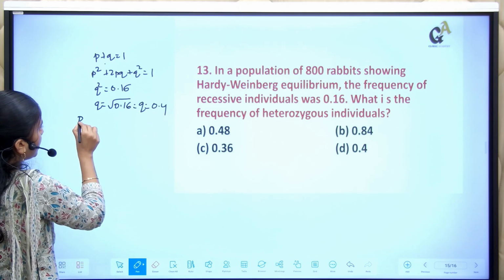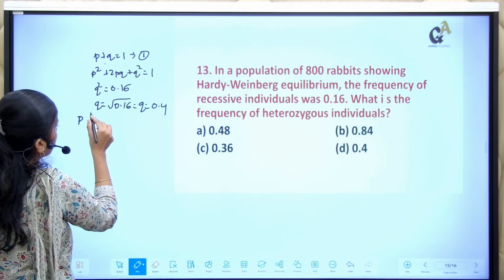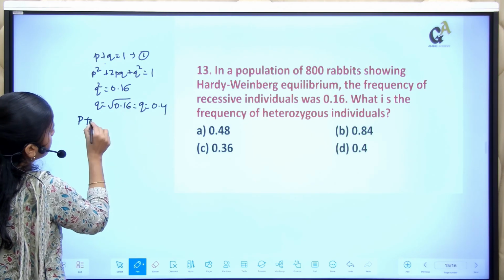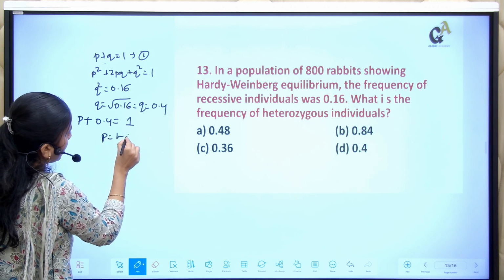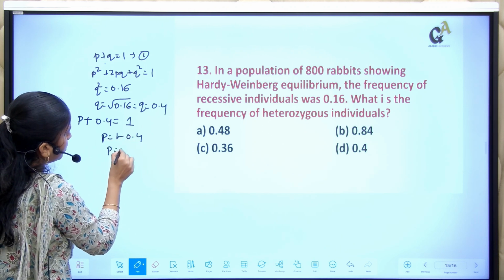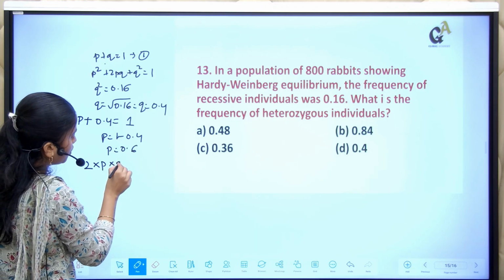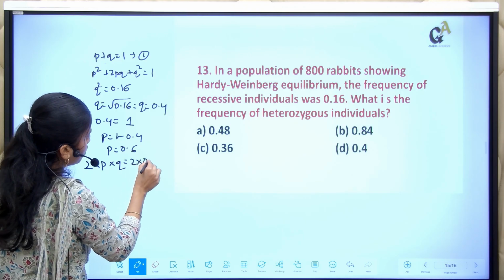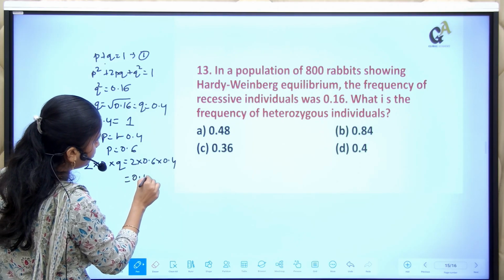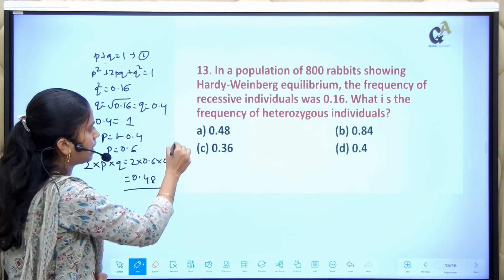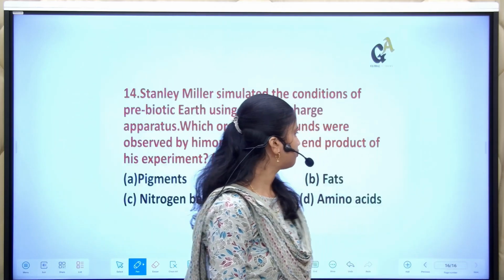Let us calculate p, by substituting q in the equation p + q = 1. Since q is 0.4, p = 1 - 0.4, so p = 0.6. So 2pq, what is the answer? 2 × 0.6 × 0.4 is 0.48. Option A is the answer. The frequency of heterozygous individuals is 0.48.